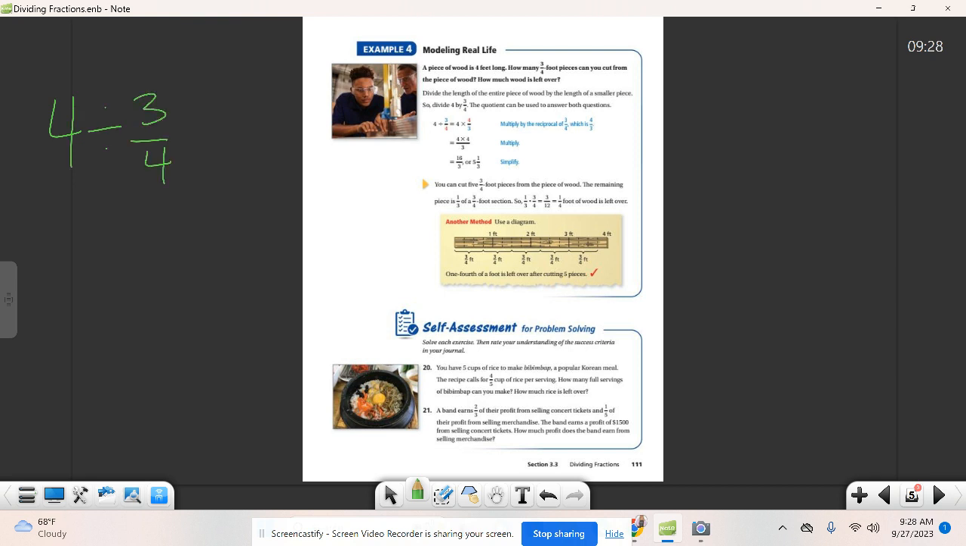You can put the 1 under it and then flip it. You can keep, change, and flip it. So times 4/3, and then I'll be 4. And that gives you 16/3. But it asks you how many whole pieces and how many left over.